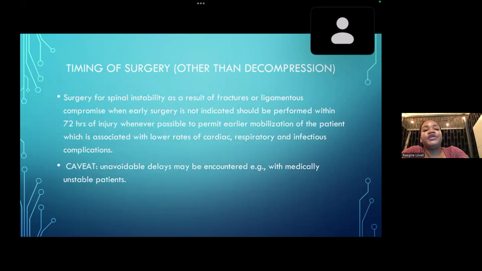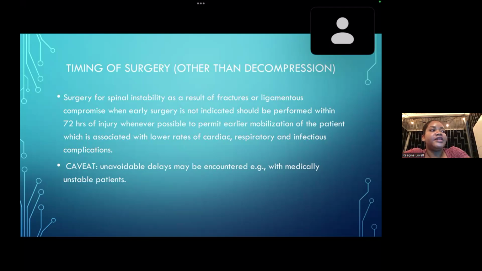So surgery for those patients who don't require decompression but may have instability. Surgery for spinal instability due to fractures or ligamentous compromise should be performed within 72 hours of injury when it is possible to permit earlier mobilization of the patient, which is associated with lower rates of cardiac, respiratory, and infectious complications. There's a caveat to this, which is unavoidable delays may be encountered for medically unstable patients, and then in some settings, the availability of equipment, techs, and so on.